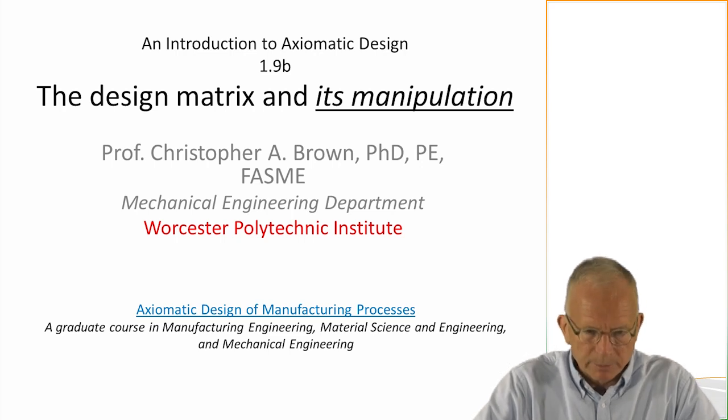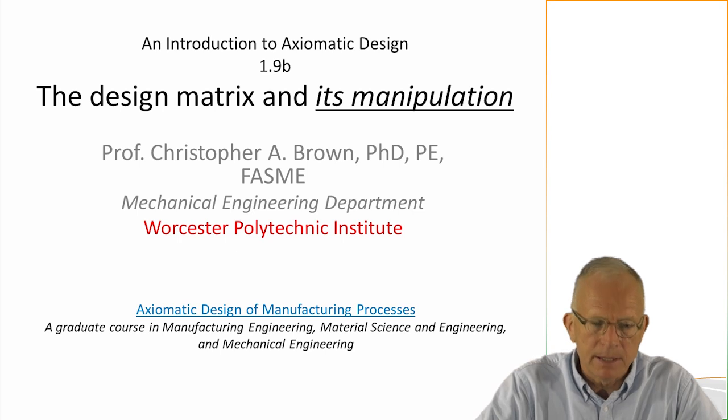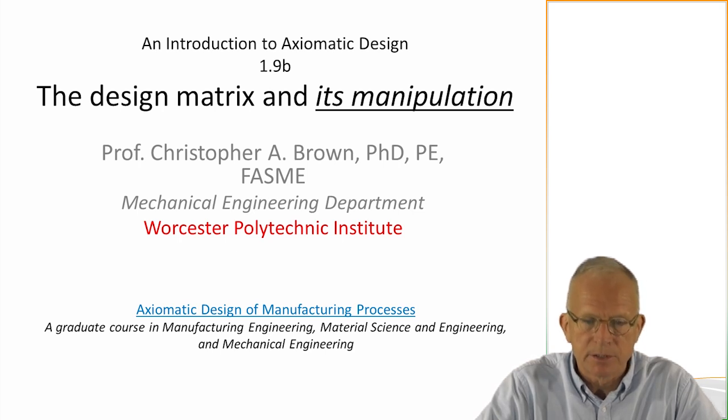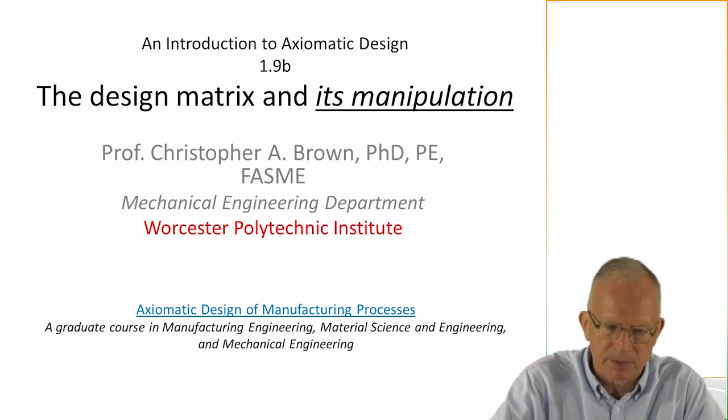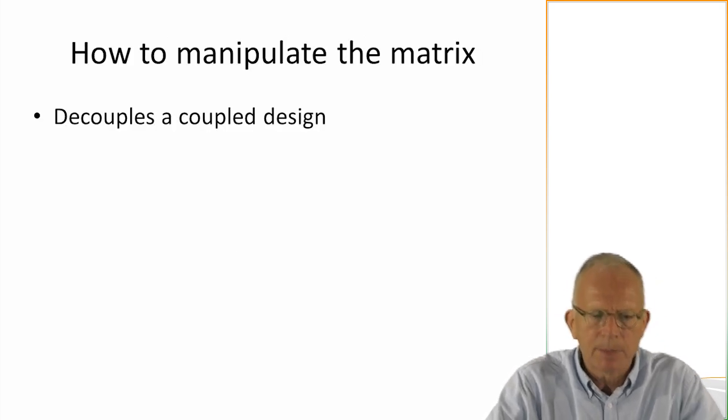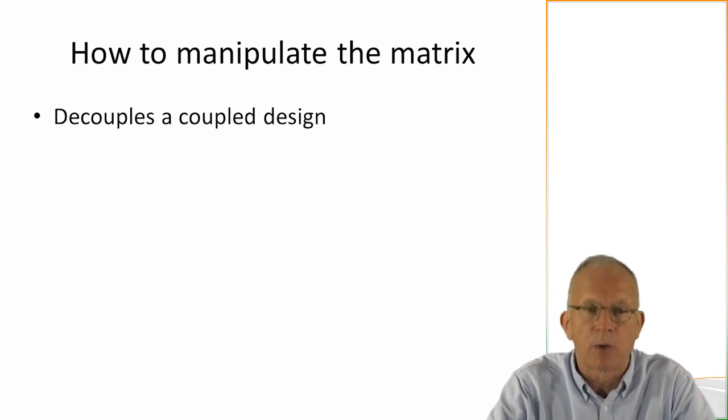Hi, I'm Chris Brown, and this is part 1.9b of an introduction to axiomatic design, and we're looking at the manipulation of the design matrix. So how do we manipulate a design matrix, and why would we want to do this?